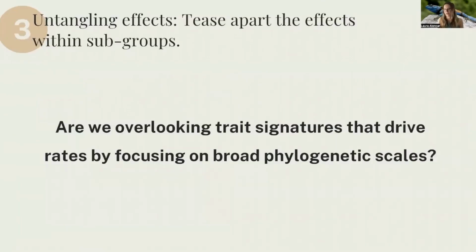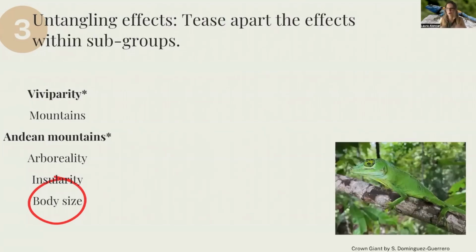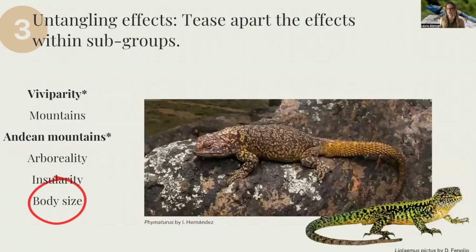But what about the opposite scenario? What are the odds that we are missing signatures of traits in driving rates because we're focusing on broad phylogenetic scales? This came to our mind specifically when we were thinking about body size, because body size is a relative metric, right, to the geographic, phylogenetic, or ecological context that an organism belongs to. So a crown giant anole, for example, is not that gigantic compared to another arboreal species, the green iguana. The arboreal green iguana is way larger than a viviparous terrestrial lizard like Phymaturus, but this terrestrial viviparous Phymaturus is actually way larger than another terrestrial viviparous lineage, Liolaemus pictus, illustrated here.